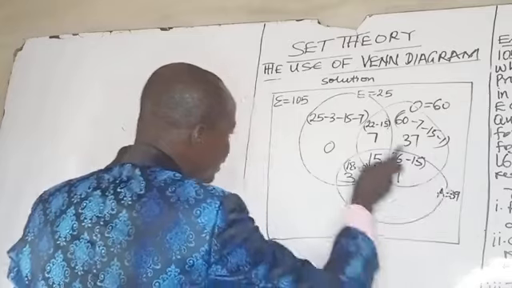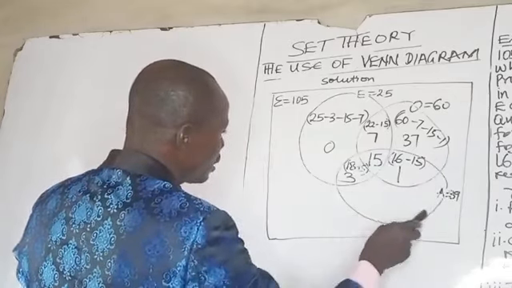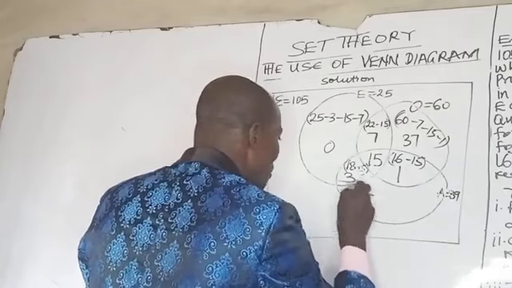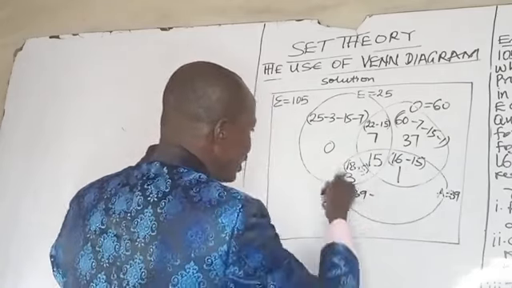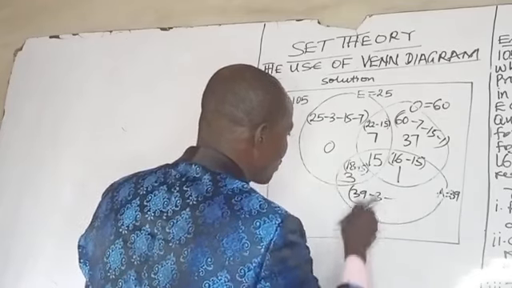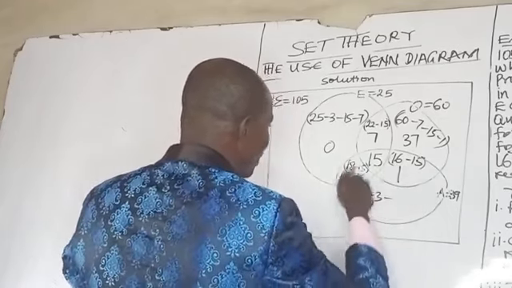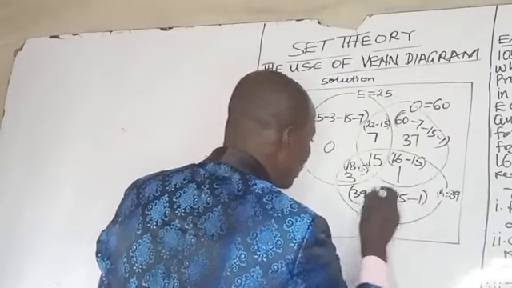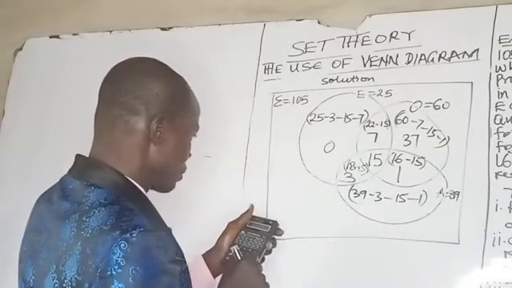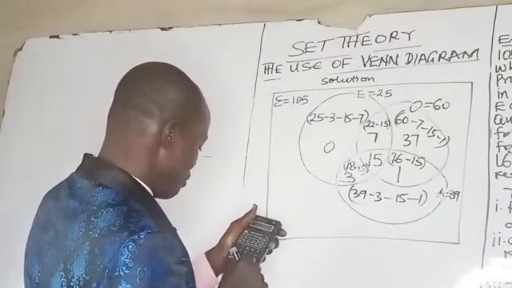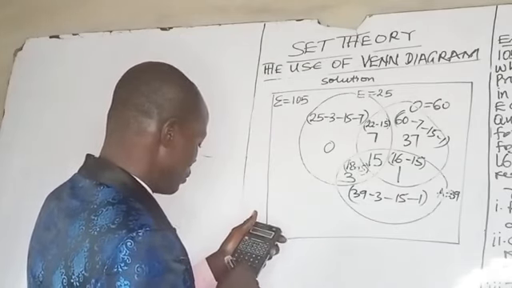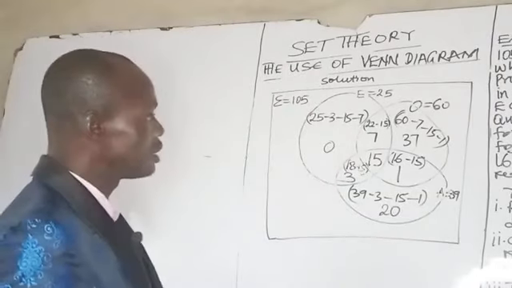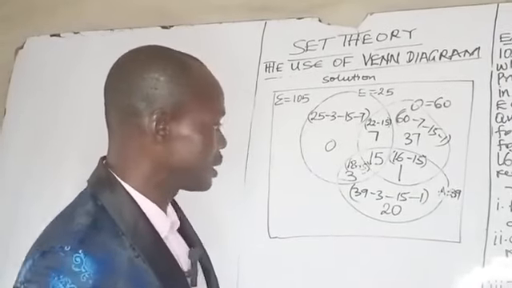Then we are left with this region. So remember the whole of this circle is 39. Now 39 minus 3 is part of the circle. If you look at it, 3 is there, 15 is there, and 1 is there. So you have 39 minus 3 minus 15 minus 1. So you are left with 20. So you've done with the region involving only one of the items.